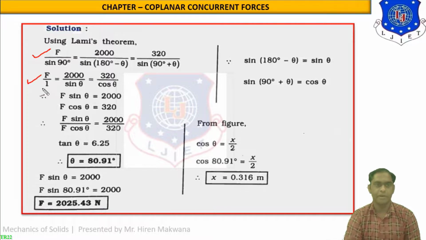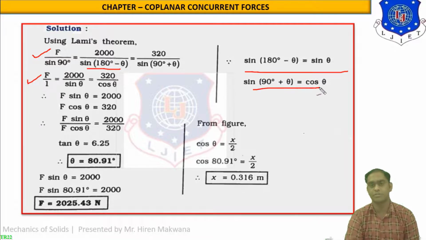So now F upon 1 is equal to, now sine 180 minus theta is equal to sine theta from all STC. Sine 180, so the function will remain as it is, and sine 90 plus theta is equal to cos theta, as I have discussed earlier. So now the simplification will become F upon 1 is equal to 2000 upon sine theta is equal to 320 upon cos theta. You just compare first and second term, then you will get F sine theta is equal to 2000, and if you compare first with third, then you will get F cos theta equal to 320. So this is equation number 1, and this is equation number 2.